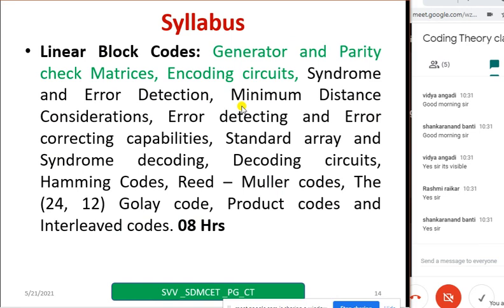Now actually we are going to discuss the linear block codes. Whatever we have discussed, it was an introduction. Now we are going to discuss a generator and parity check matrix encoding method, how we do the encoding, that we are going to discuss.